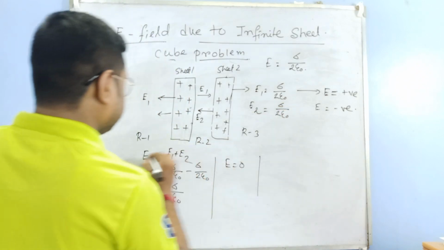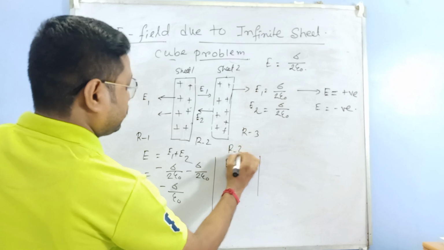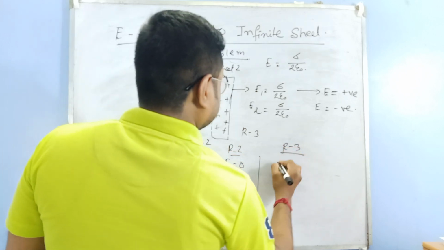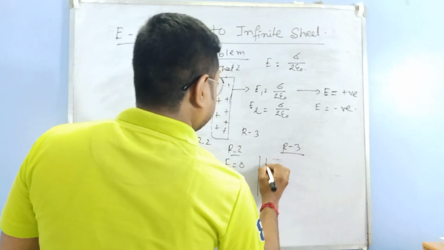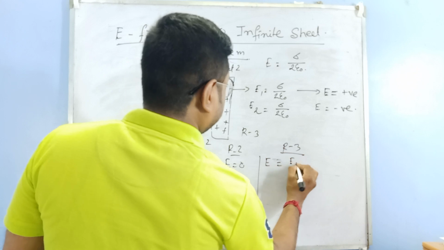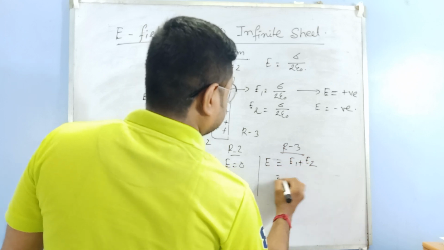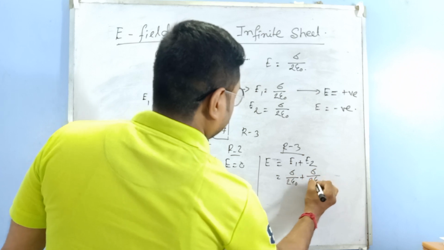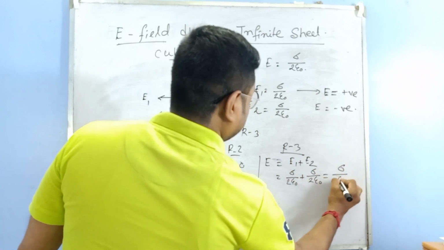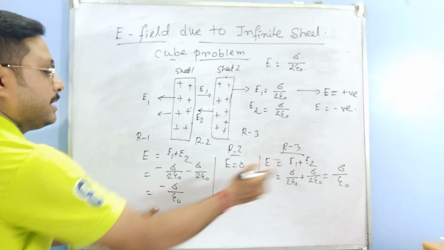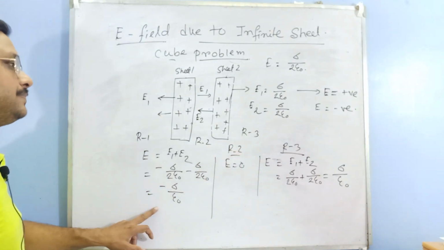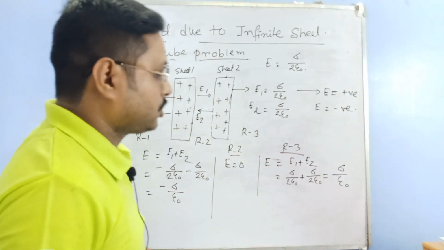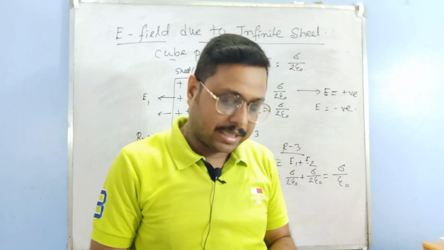Therefore, this is region 1, this is region 2, and then region 3. In region 3, the total electric field E becomes E1 plus E2, that is sigma upon 2 epsilon naught plus sigma upon 2 epsilon naught, which gives sigma by epsilon naught. Magnitude is the same but opposite in direction. Okay, so I hope you all understand.